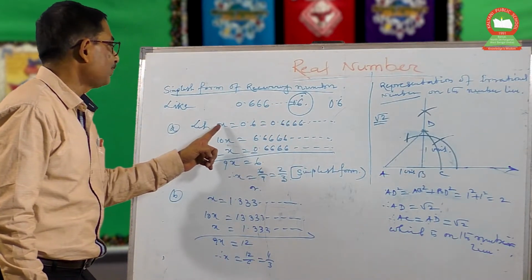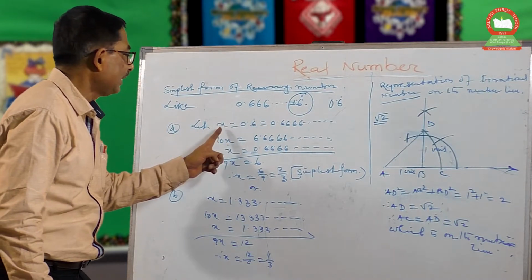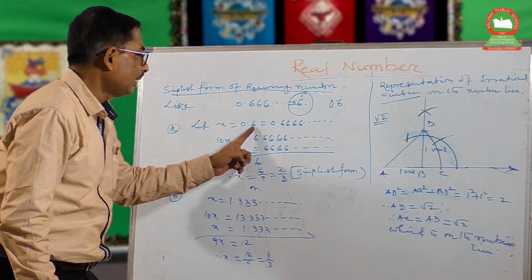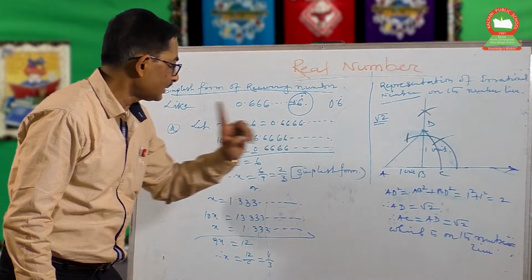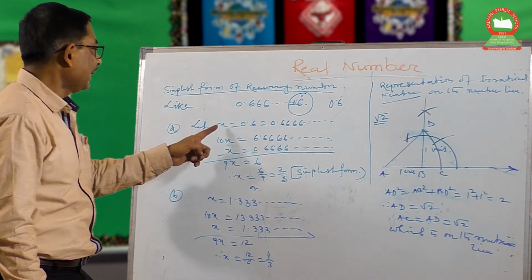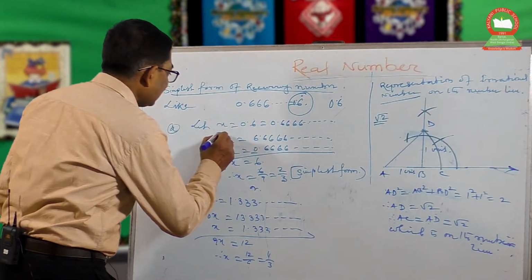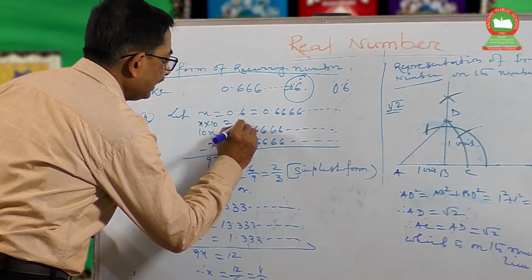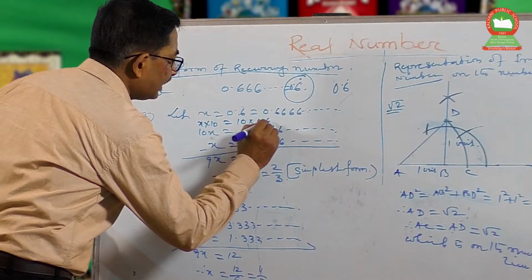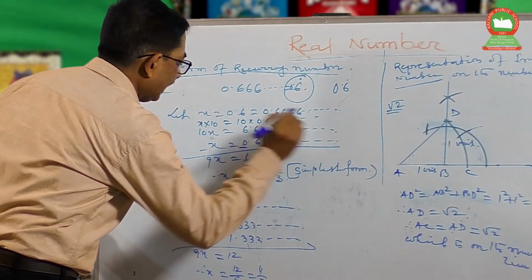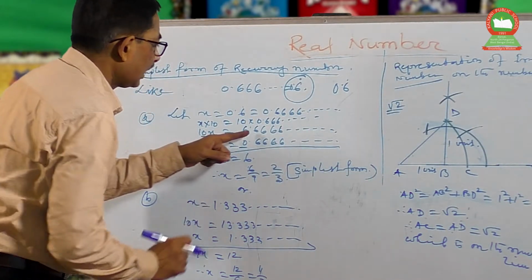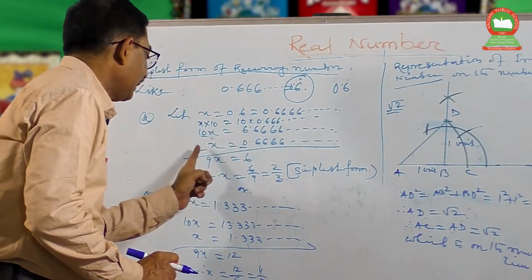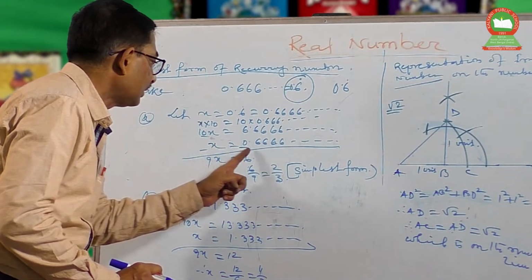So here we can express it: let this number be x. If we multiply both sides by 10, x into 10 and 10 into 0.666 dot dot dot, we will get 10x equal to one number, it will be shifted. The other number, x, is still there.